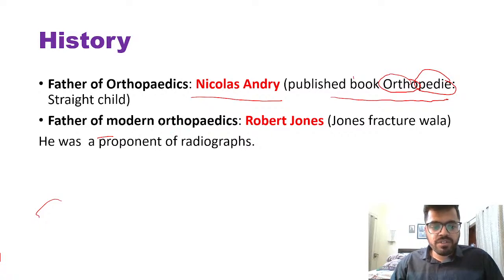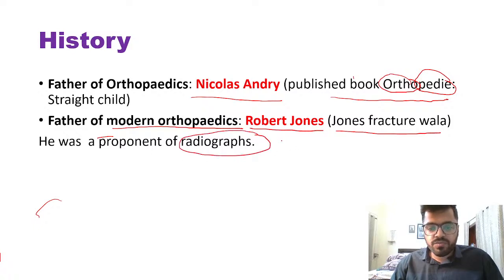When we come to the father of modern orthopedics, it is Robert Jones, of the Jones fracture. He was a proponent of radiographs. He was a contemporary of Wilhelm Röntgen, the guy who discovered X-rays. So his propagation was that whenever there's an injury or any problem in orthopedics, the first thing you should do is go for radiographs, get some X-rays done to find out what's going wrong.